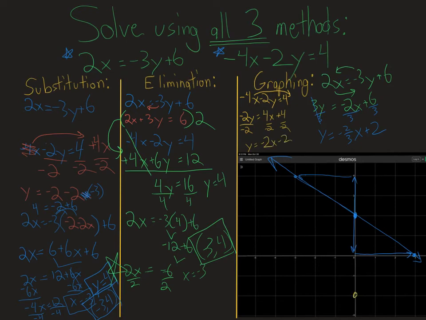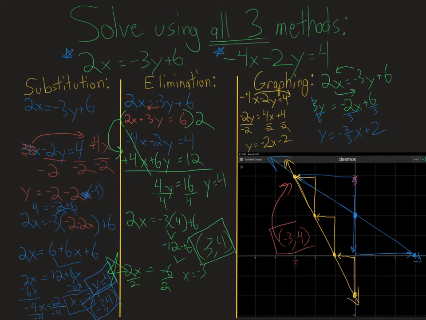So down 2, and the slope is down 2 over 1, which isn't going to help us, so I'm going to go up 2, left 1, and do it again, and do it again. And there we go. I see my solution. It's right there, and it's at the x value of negative 3 and the y value of 4. And there we go.